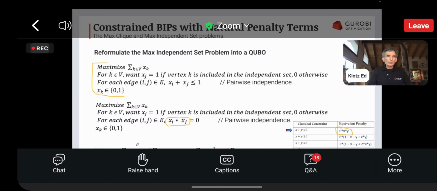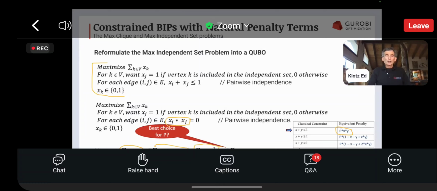So here we have our original objective. We have our table that tells us how to create the penalties for each edge in the graph. We again use the fact that the square of a binary is a binary. And we have our QUBO. Now the question is, though, what's the best choice for this penalty term?